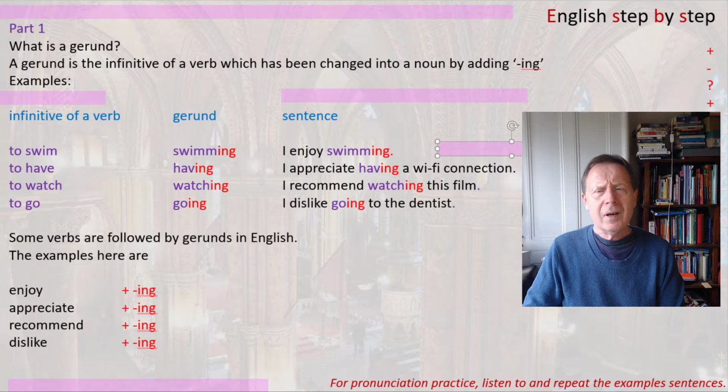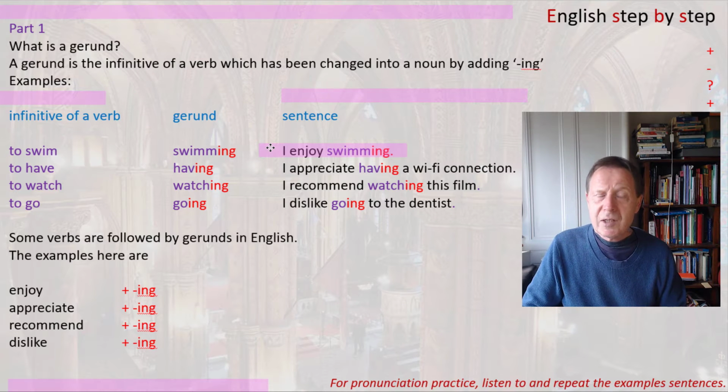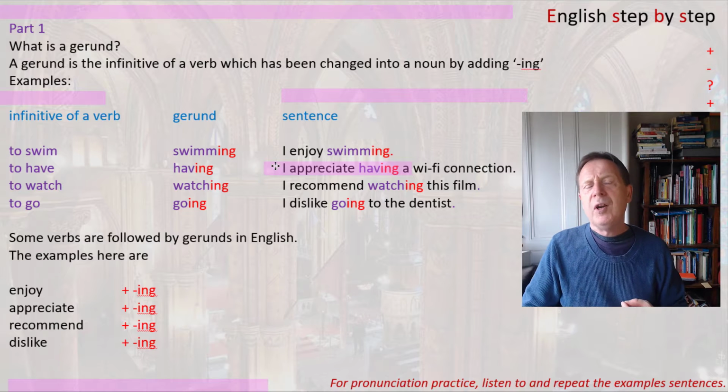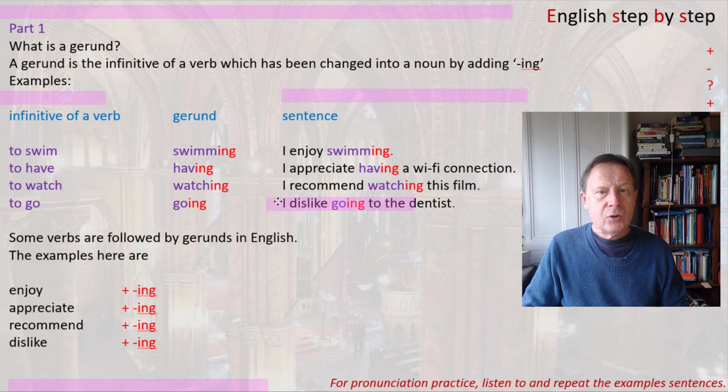Now, in other languages, the grammar is different, of course. For example, in another language, it might be, I enjoy to swim. But in English, it's swimming. And again, in another language, maybe I appreciate to have. But in English, I appreciate having. Again, you don't say, I recommend to watch this film. No, you say, I recommend watching this film. I dislike to go to the dentist. No, I dislike going.